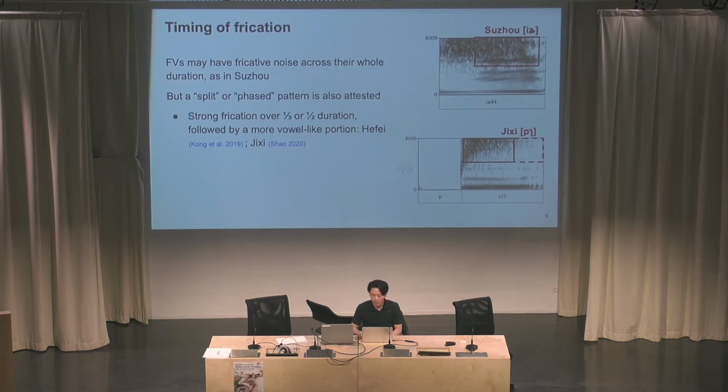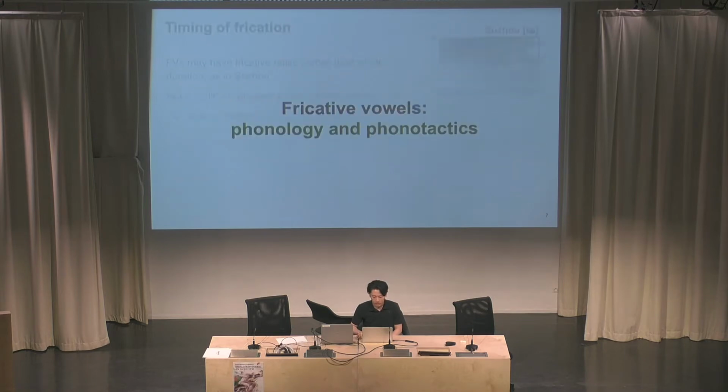Fricative vowels can have frication noise across their whole duration, as in Suzhou, the example that we just heard. But the noise can also be phased, focused in the first third or half of the vowel and followed by a noise-free portion. So we can see here that at the beginning of the vowel there is frication, but at the end there is no frication.